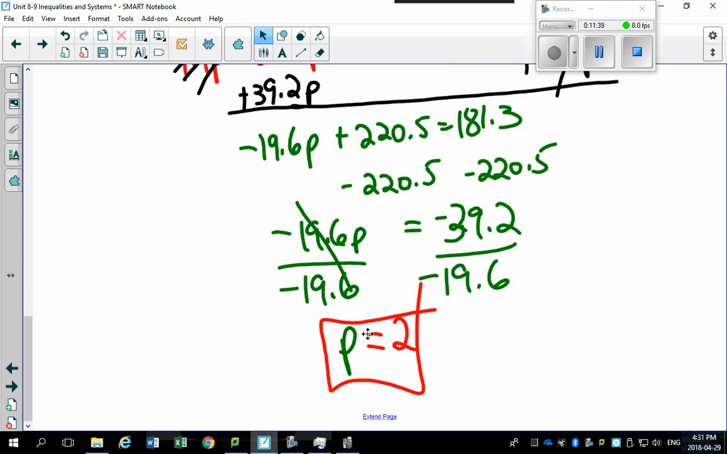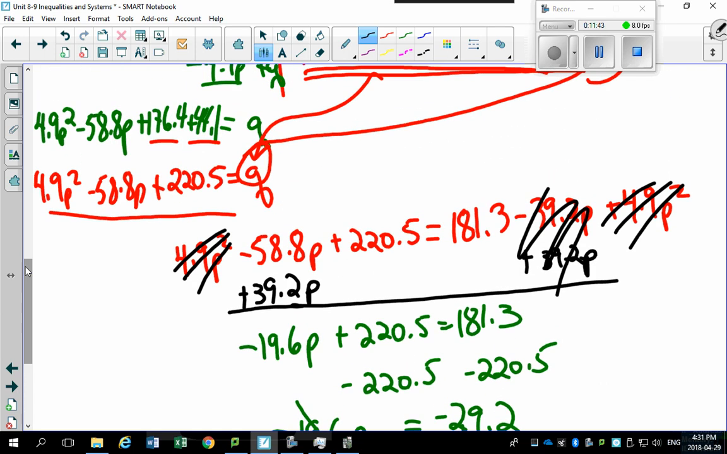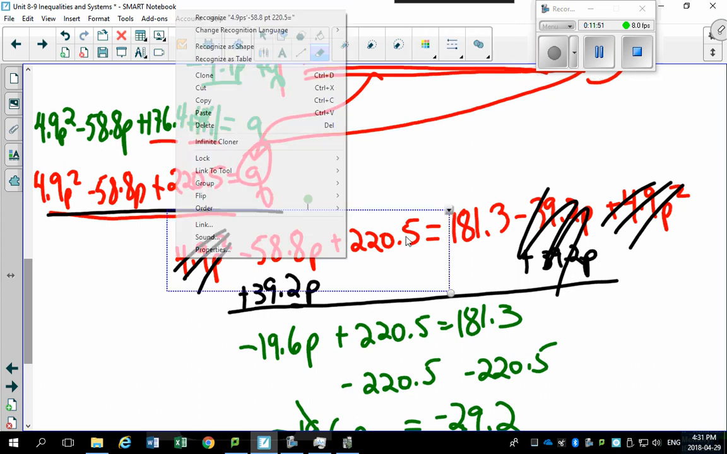Okay, so now that we know the P, we can find out the Q. Go back to any one of these. I'm going to go to this one. All right? I love that joke. Okay, so let me erase this and let's take some room here.